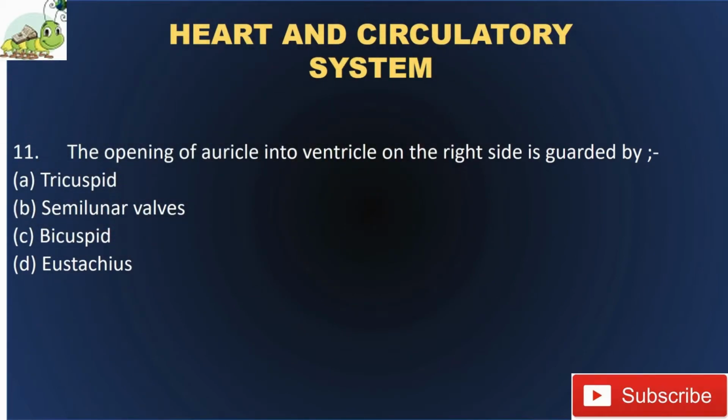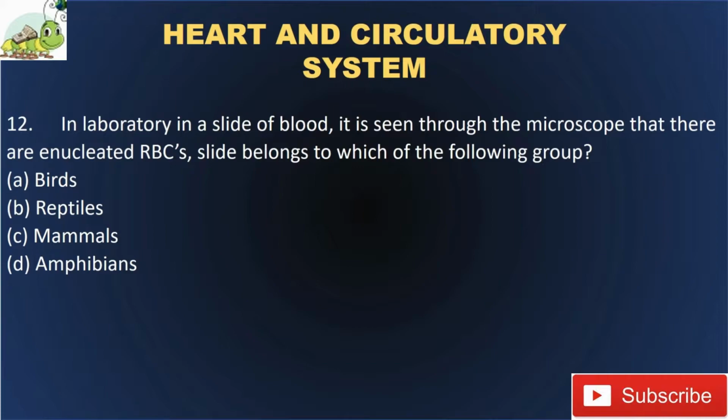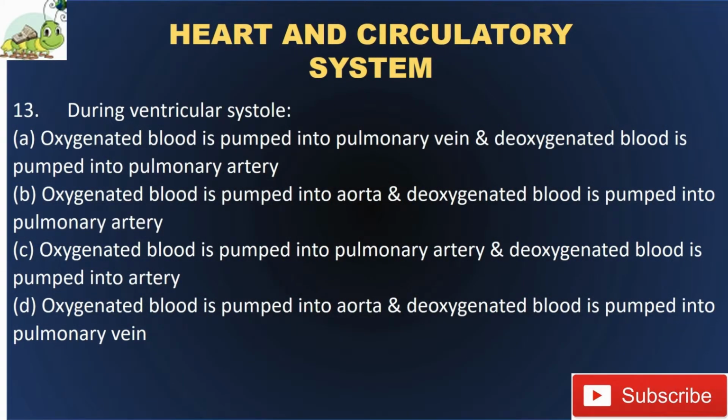Question number 11. The opening of the auricle into the ventricle on the right side is guarded by tricuspid, semilunar valve, bicuspid, Eustachian valve. Question number 12. In the laboratory, in a slide of blood seen through the microscope, there are enucleated RBCs. The slide belongs to which of the following groups? Birds, reptiles, mammals, amphibians.